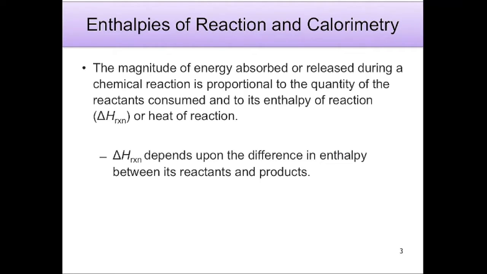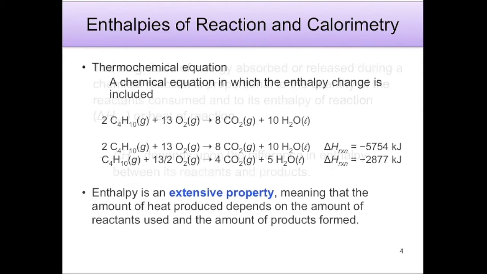And the other property that's going to determine how much energy is released or consumed is the enthalpy of the reaction, or the delta H of that reaction. The delta H of the reaction depends on the difference between the enthalpy of the reactants and the enthalpy of the products. So here's another example of how the enthalpy of a reaction is dependent on the amount of reactants in a particular reaction.